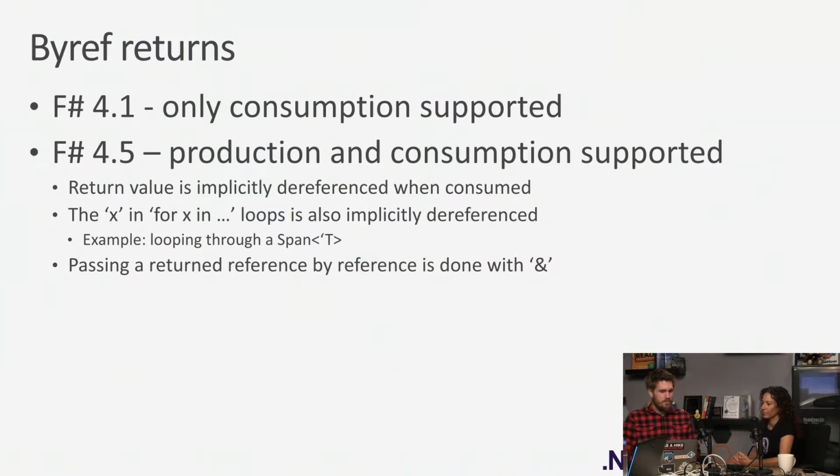The return value is implicitly dereferenced when you consume it, so we match the same behavior that C# has there. We also implicitly dereference a value inside of a for loop. This is helpful if you're looping through a span and you need to do something with each offset that you have there. And then if you want to pass a reference around to different calls, you just use that reference operator that Ed showed earlier. Cool.